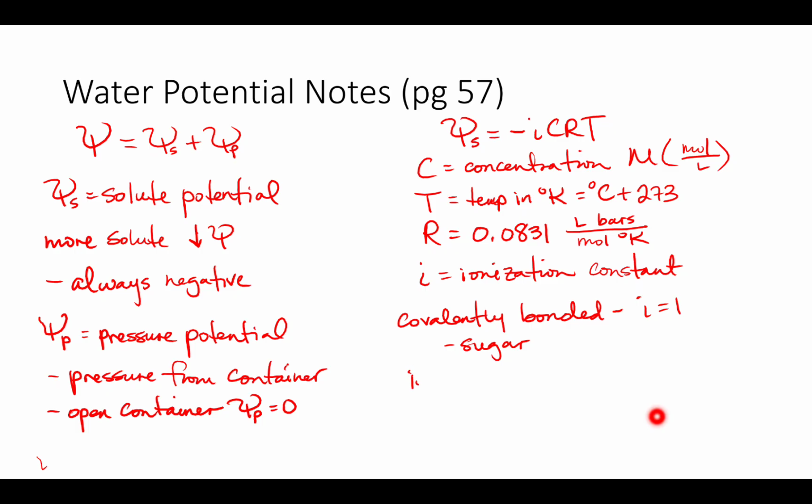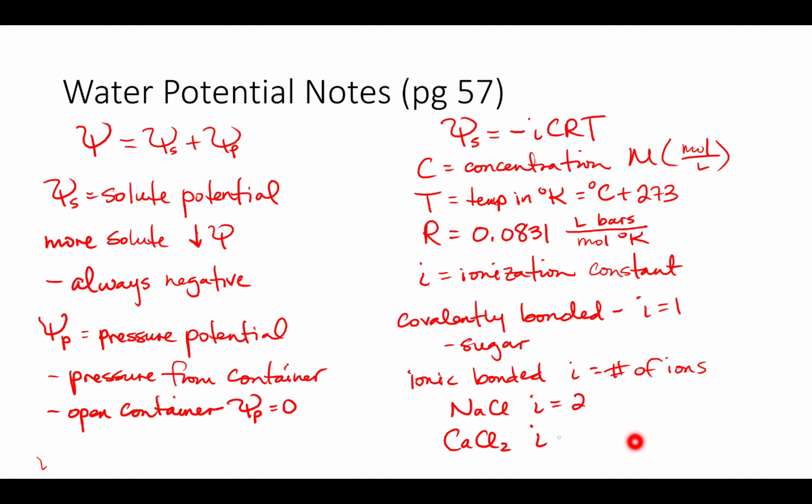If you have something ionic, the ionization constant is going to be the number of ions. So something like NaCl, sodium chloride, is going to have an ionization constant of 2 because it breaks into 2 separate ions, each of which is going to have their own impact on the water potential. Something like CaCl2, calcium chloride, since it breaks into 3 separate ions, 1 calcium ion and 2 chloride ions, is going to have an ionization constant of 3.